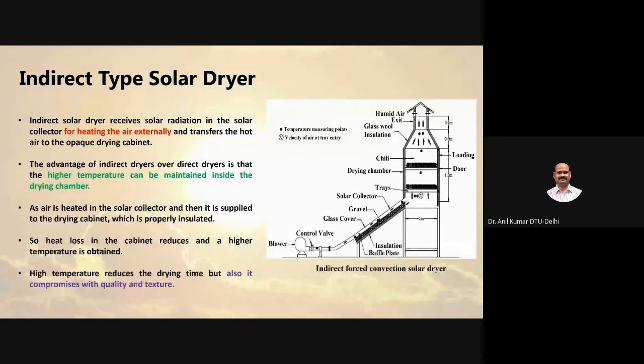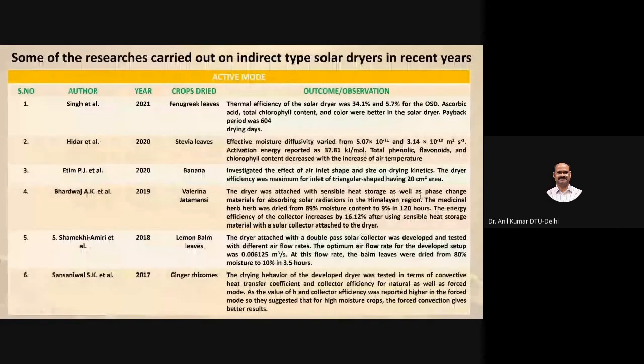This is the drying chamber. This dryer is designed for chili, with loading and unloading over there. This drying chamber is insulated to avoid any heat losses, and the hot and humid air is passed through this exit, the humid air exit, and this vent. So this is the one way, the indirect type. Many authors have also done mixed mode.